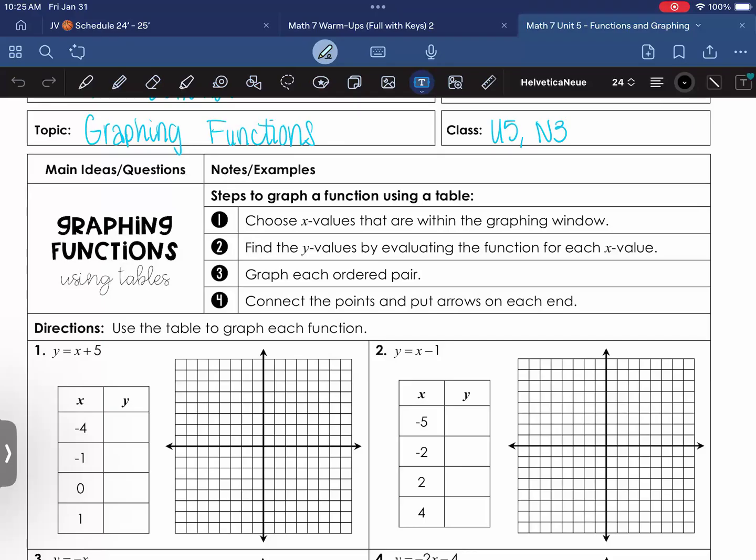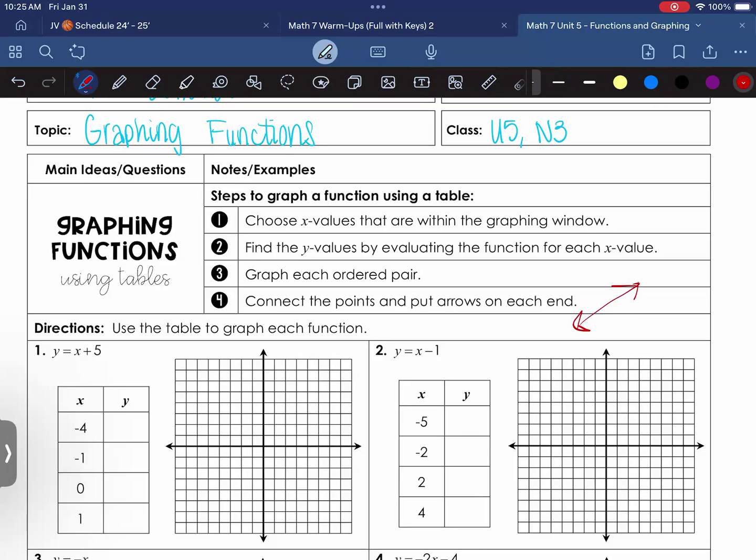And then number 4, since these are all going to be straight lines, you will connect all of your points with an arrow on each end, okay? So I will draw my line to connect my points, and then I will put arrows. That was pretty sloppy. I will put arrows on each end to show that the line can continue on.